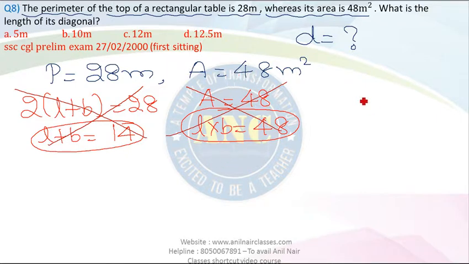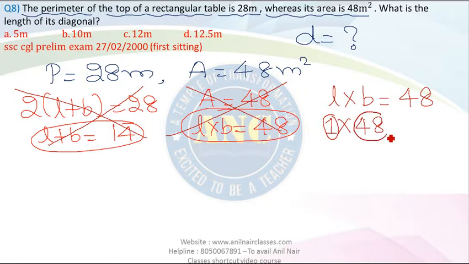Now see here, sir. Area is 48. Length into breadth is 48. What are the possible values which will give you 48? 1 into 48 is 48. But in this case, perimeter cannot be 28. Now think logically. Perimeter means length and breadth, I should add them. 1 plus 48 is 49. And I should double it again to get perimeter. Already length plus breadth itself is 49. It is more than 28. When I double it, will it be equal to 28? No, it will be more than 49 in fact. So this cannot be the value.